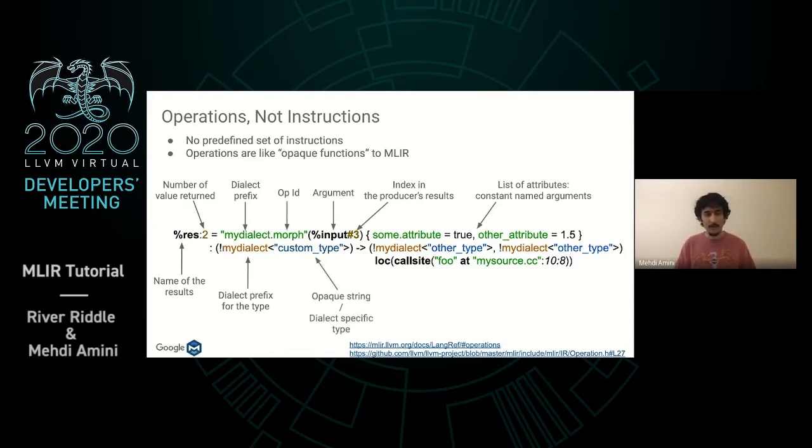After the arrow, we have the type of the results. Here we have two results, so we expect two types. Finally, on the third line, every operation will have a location. Most of the time, we don't print it for simplification, but it's always present in memory. Locations in MLIR are fairly rich and extensible. Here we can represent that this operation corresponds to a call site to a given function at a given place in the source file.